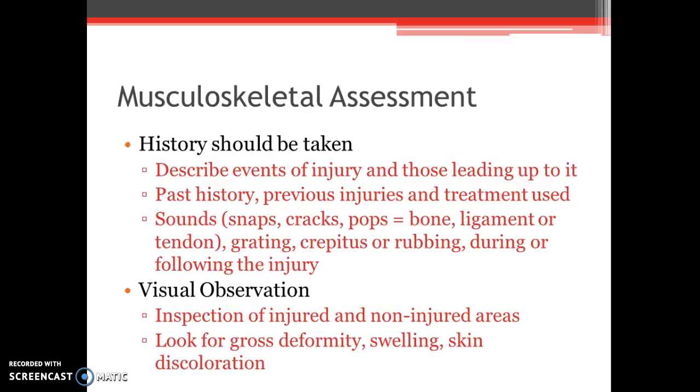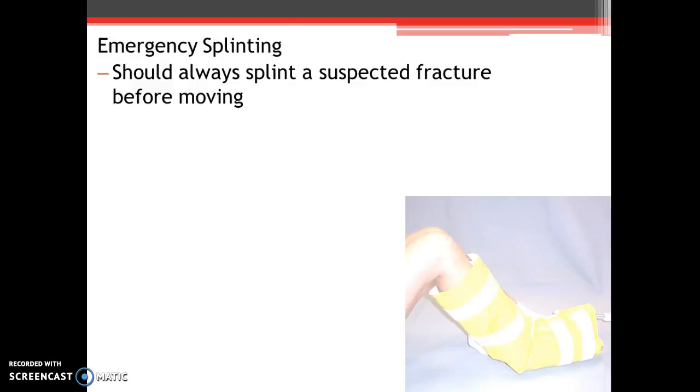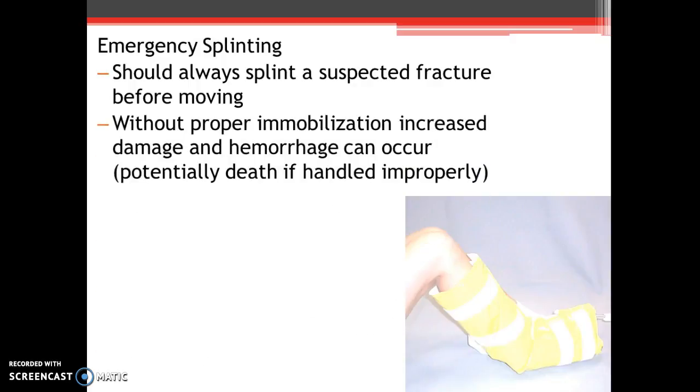Musculoskeletal assessment. This is what we're going to get into in the next lecture, but really we want to make sure we have a history. You want to make sure you have visual observation, and then obviously we need to splint. You should always splint a suspected fracture. If you cannot rule out a fracture, you need to splint. There are different types of splinting, but if you don't have proper immobilization, obviously you can damage that injury even worse.